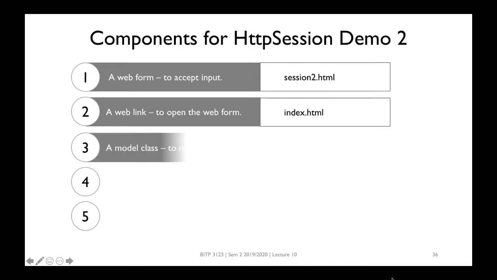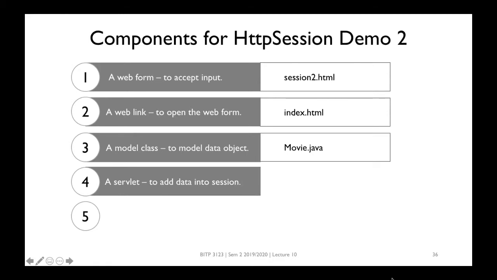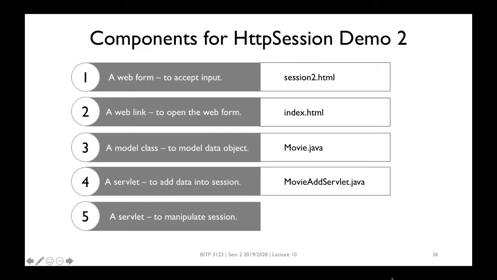The third component is a Java class that models the data object. We name this class as movie.java. The fourth component is a servlet. We will use this servlet to add our data into the session. We name this component as movie@servlet.java. Finally, we need another servlet to manipulate the object data in the session. We name this component as movie-manager-servlet.java.